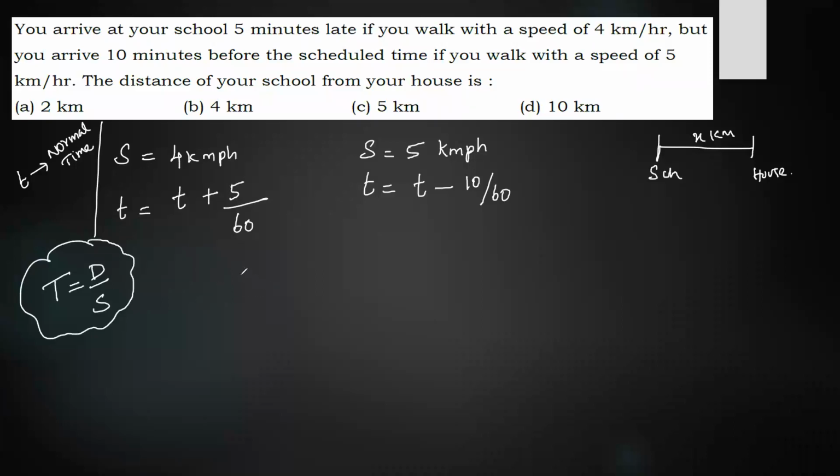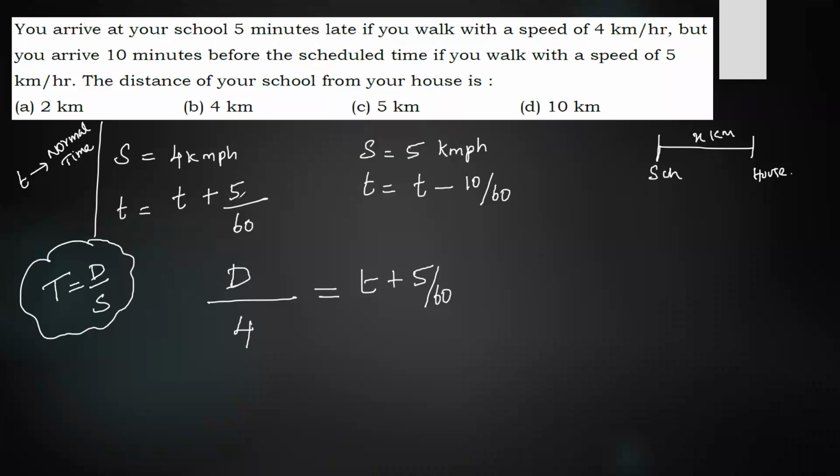Okay, so listen carefully. I'm writing like this: time equal to distance by speed. Distance is unknown, so d by speed. First, if I walk at 4 km per hour, time taken is t plus 5 by 60. I'm using this formula: time equal to distance by speed. The distance by speed equals my time taken. Distance is unknown, the question you need to find, right?